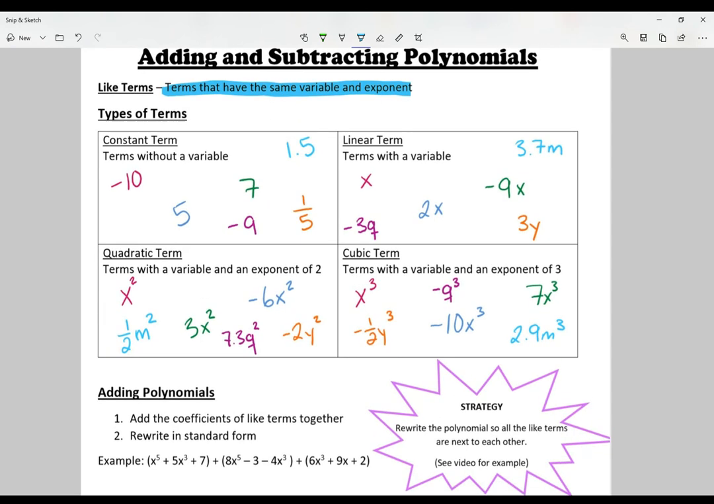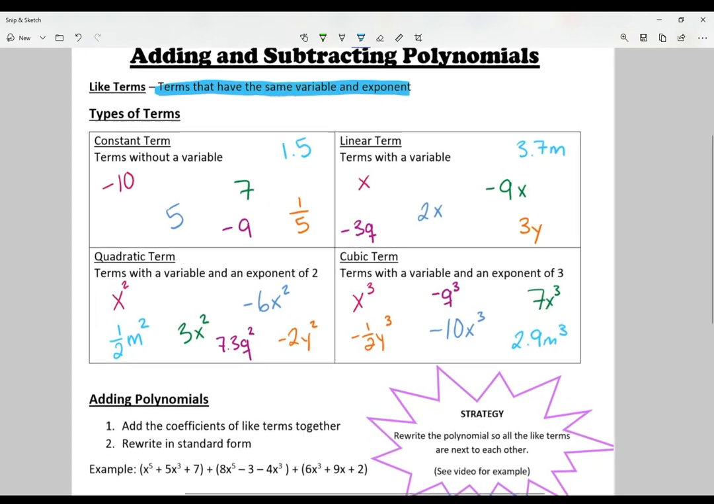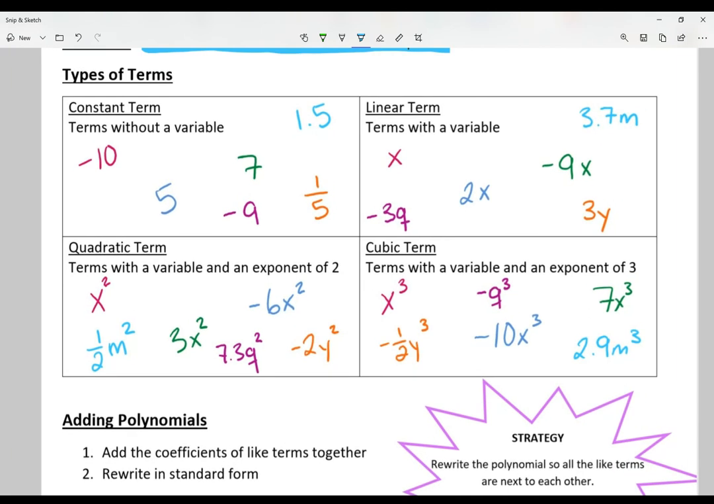So here I'm just showing you a bunch of examples of the different types of terms. We can see all of the terms under constant term have no variable. For the linear terms, all of the terms have only one variable that does not have an exponent, or as we learned yesterday, they have this imaginary 1 as an exponent. The quadratic terms all have a variable and an exponent of 2, and all of the cubic terms all have variables with an exponent of 3.